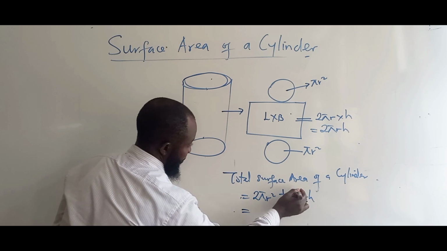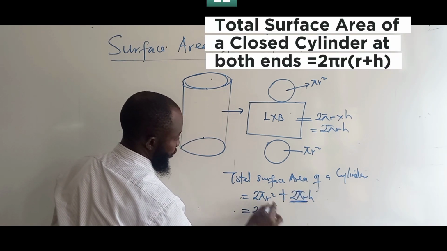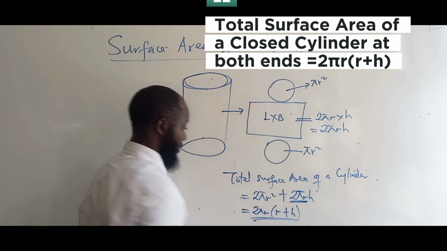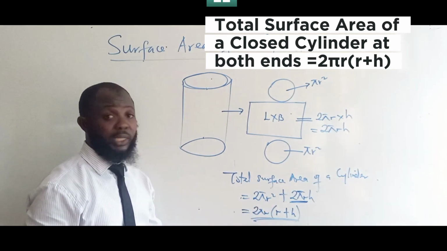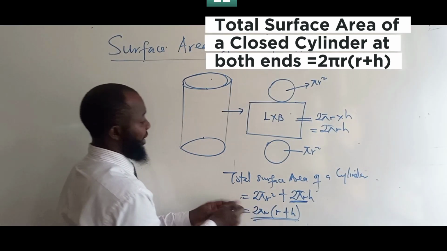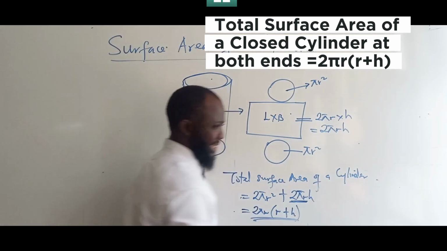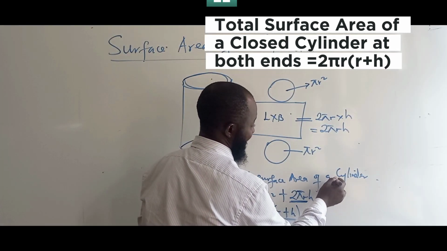Or you factor out what is common to this and this. 2 pi is common. So you have r left plus what? h. So you can have it. In some textbooks you see this, and in some you see this. So both are correct. Whichever one you use, you will be correct. Now, this formula here is the total surface area of a closed cylinder at both ends.